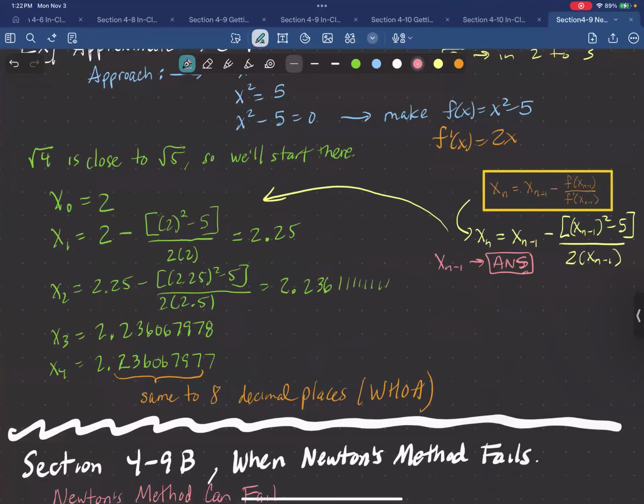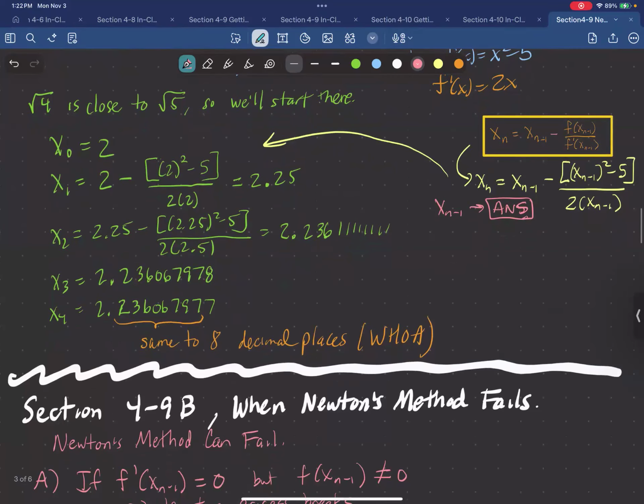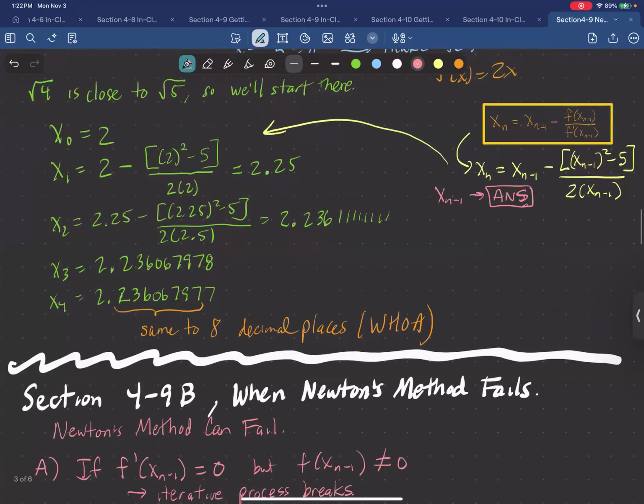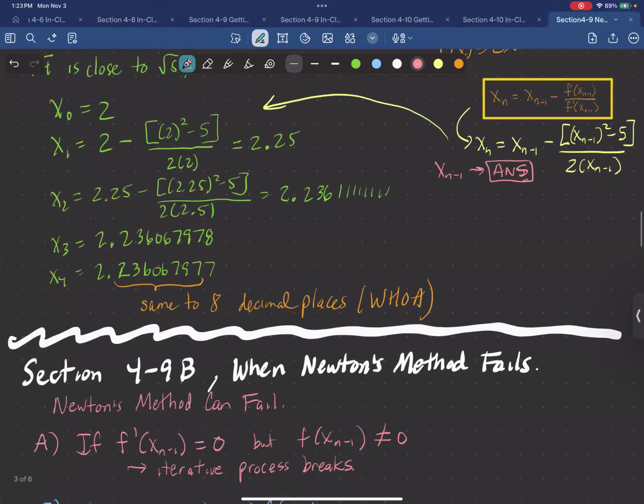We're looking at when Newton's method fails, and it can fail. One example is if the derivative equals 0 at one of our steps and f doesn't, you can't do L'Hopital's or anything to go forward from there. The iterative process breaks. We can't divide by 0. So when you're hitting answer on the calculator, it's trying to divide by 0. It's going to say error, okay?